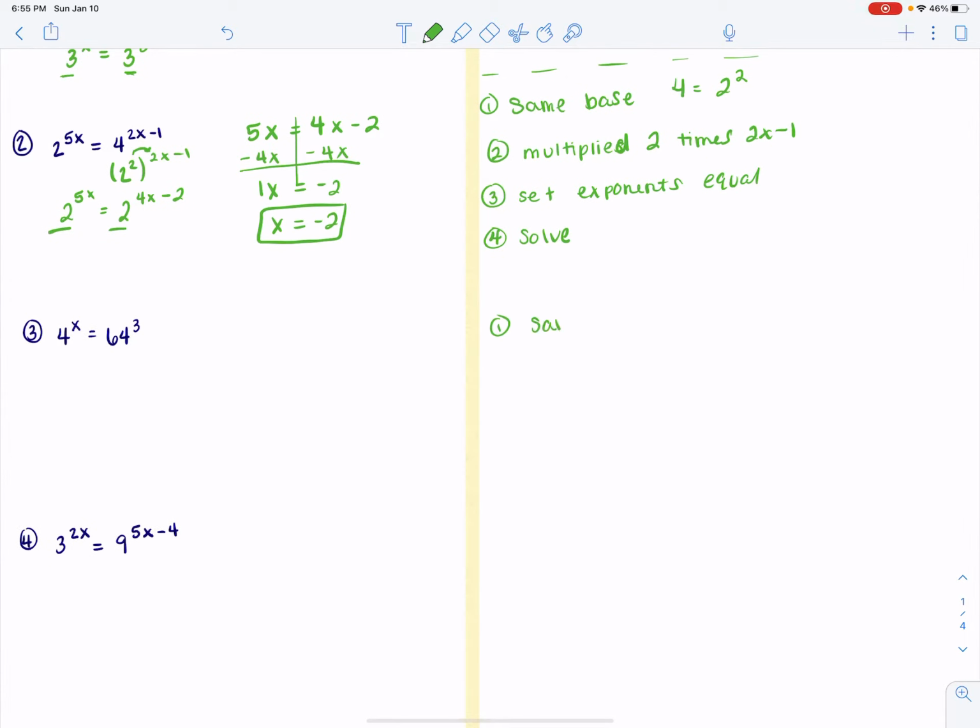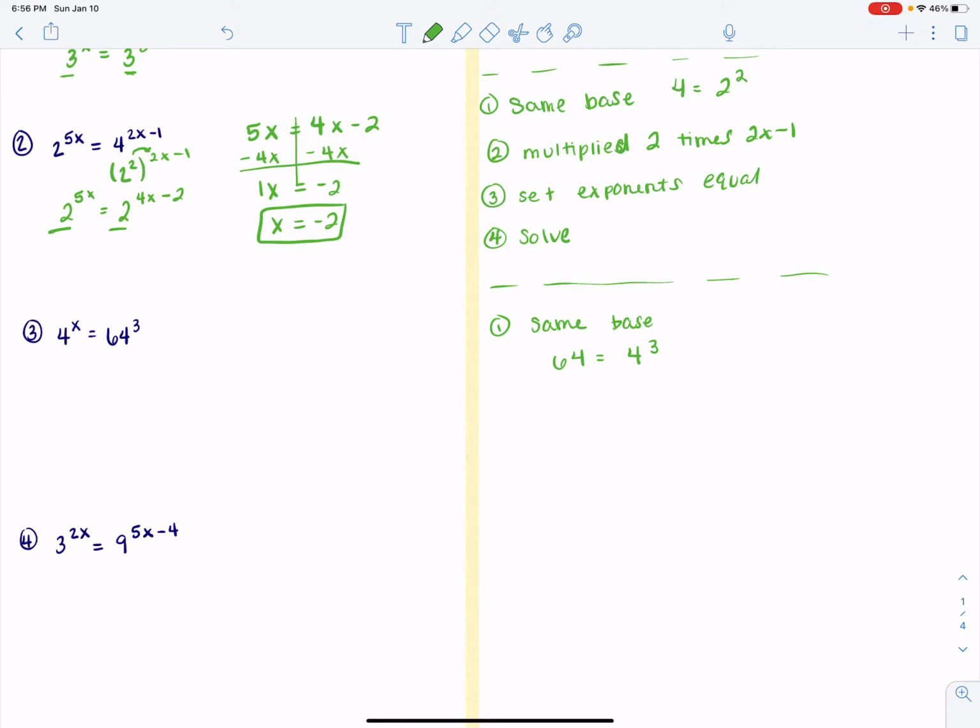And I know that I can change 64 into a base of 4. So I can say that 64 is the same thing as 4 cubed. Now, you could also change 4 and 64 to both bases of 2, and you'd end up with the same answer. So as long as you get a same base, it doesn't really matter what that base is, as long as your math is right.